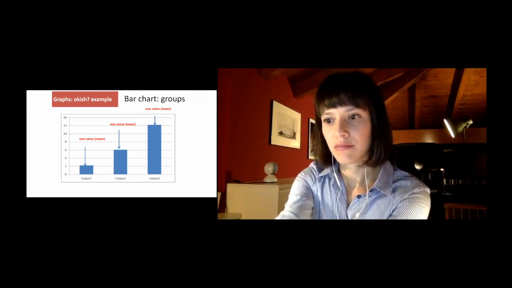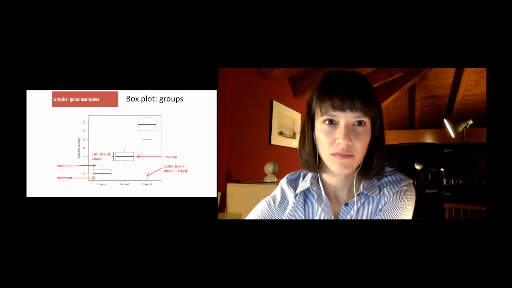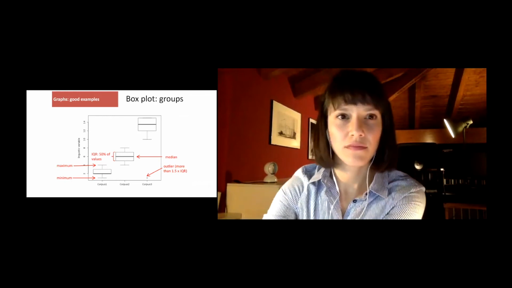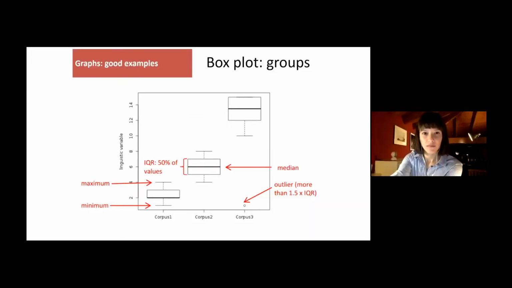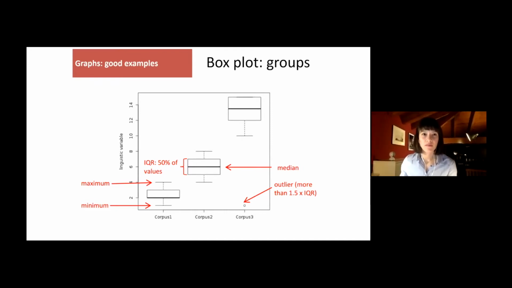A perhaps useful alternative to bar charts could be a graph that we call a box plot. This is the same data as the previous slide, three corpora, but in this case, we are looking inside the corpora and we are able to appreciate the distribution of the values inside the corpora. We have the maximum and the minimum value in each corpus. These are the whiskers that stick out of each of those boxes.